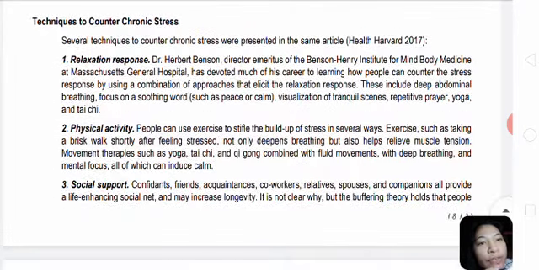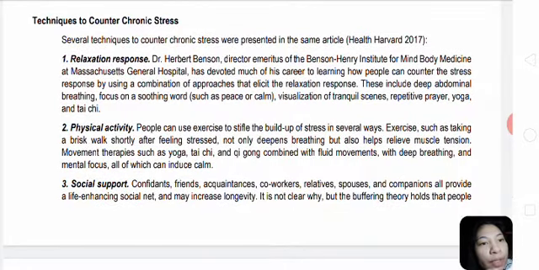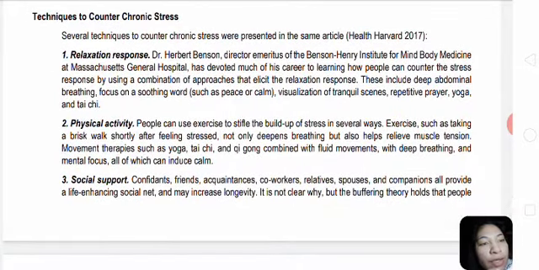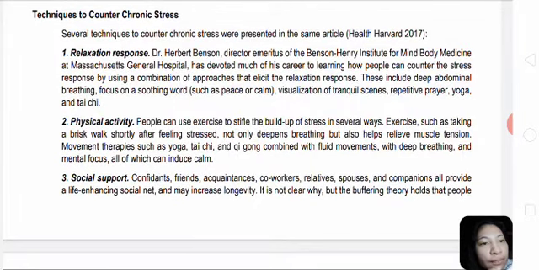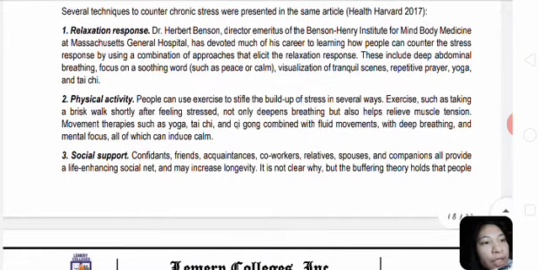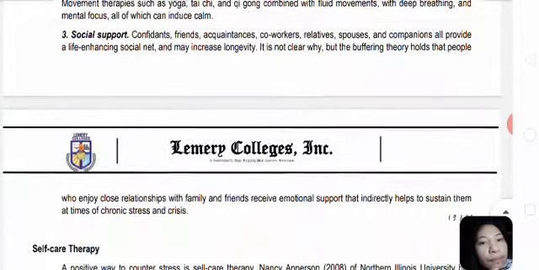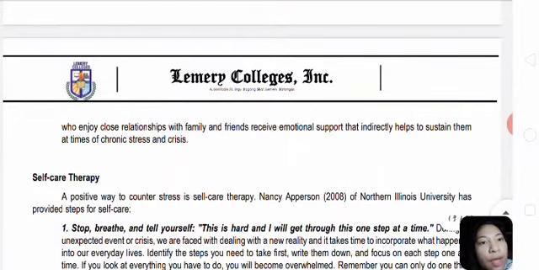Social support. Confidants, acquaintances, co-workers, relatives, spouses, and companions all provide a life-enhancing social net and may increase longevity. It is not clear why, but the buffering theory holds that people who enjoy close relationships with family and friends receive emotional support that indirectly helps to sustain them at times of chronic stress and crisis.